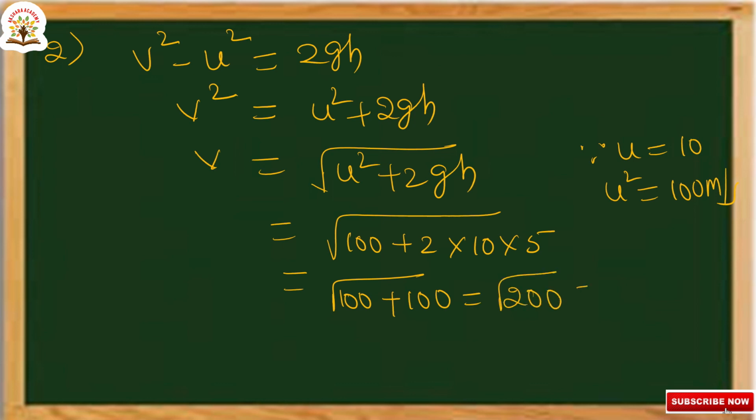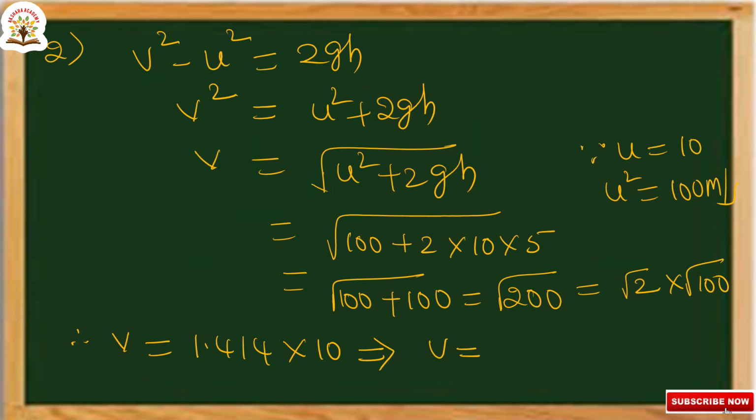This can be written as root 2 into root 100. Therefore v is equal to root 2, that is 1.414, into root 100, which is 10. That implies v is equal to 14.14 meters per second. This is the speed with which water strikes the ground. So the final answer is v equal to 14.14 meters per second.